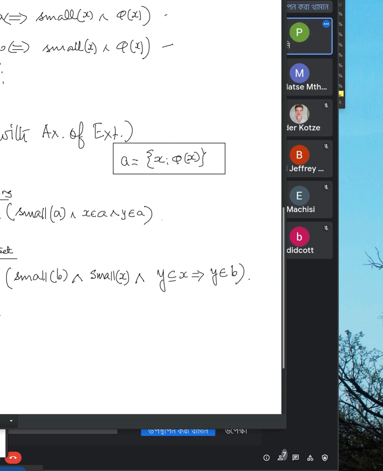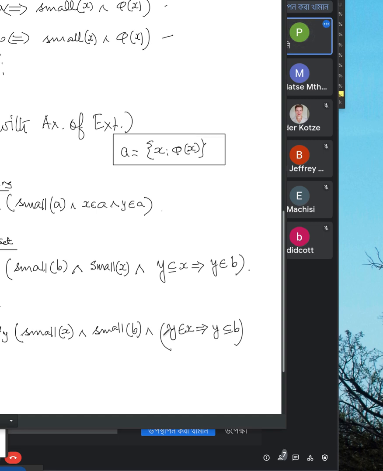And the third one says, for all sets X, there exists a set B such that for all sets Y, you want to make this small, and if you have a Y belongs to X, then you have Y to be a subset of B. Okay?